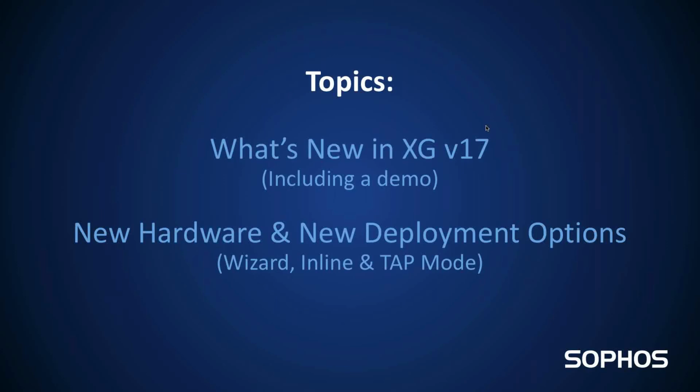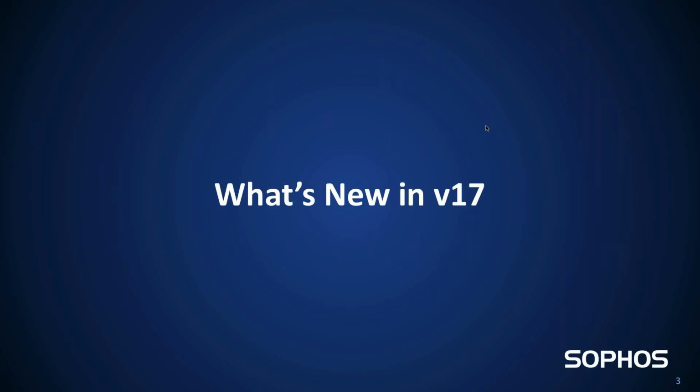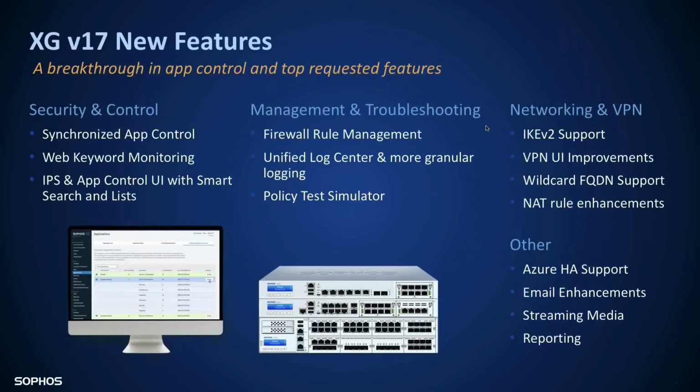Some of the things we're going to go over are what all the new features are, and I'll jump into a live system that we have running version 17 and show you some of those things live. Then we'll talk about some of the new hardware that's come out and some different deployment options for different environments, to try to get XG into that environment. So to start right off, what's new in version 17?